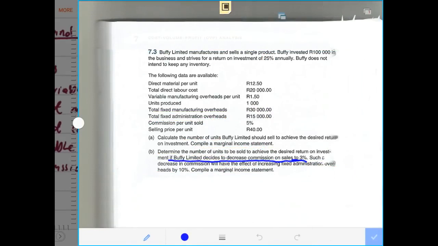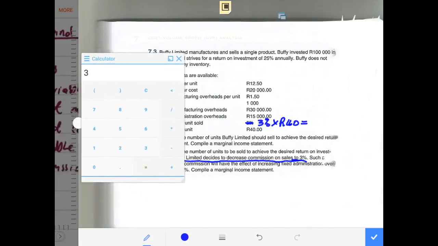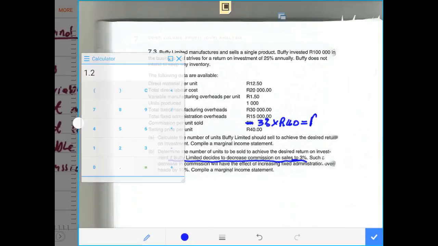Now the new commission, remember there's a change in commission. Now our commission is 3%. It's no longer 5%. Meaning it will be 3% times 40 rand. Then we say 3 divided by 100 times the selling price. And this will be 1 rand 20 cents.